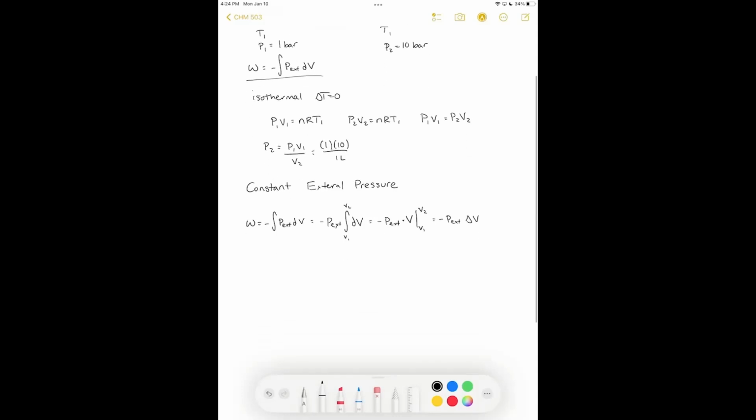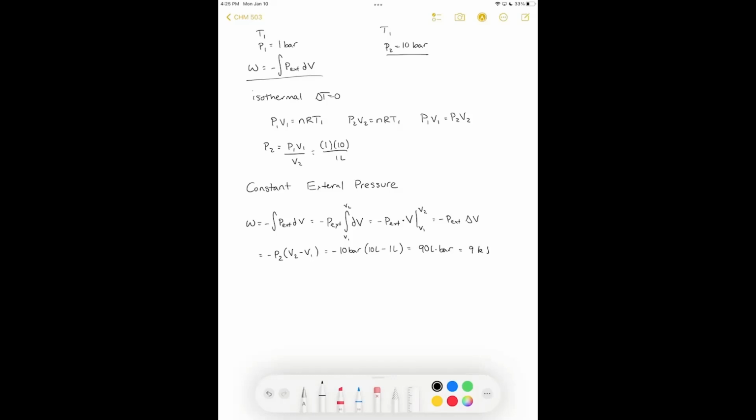So what is this? Well, we decided that our P external in this case is 10 bar, so the work is negative 10 bar times 10 liters minus 1 liter, which is equal to 90 liter bar. We can use our conversion we saw last time, that 1 liter bar is equal to 100 joules, and say that this process had a work of 9 kilojoules. There was 9 kilojoules of work added to the system when we compress the gas in this way.